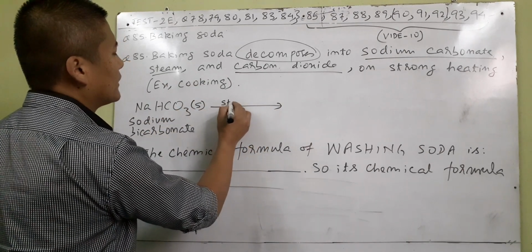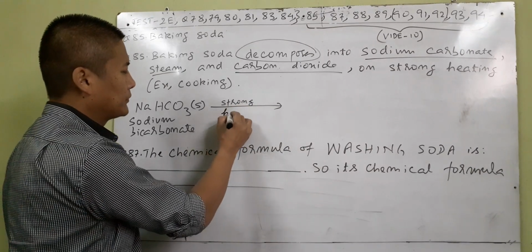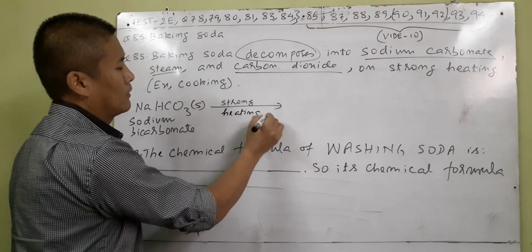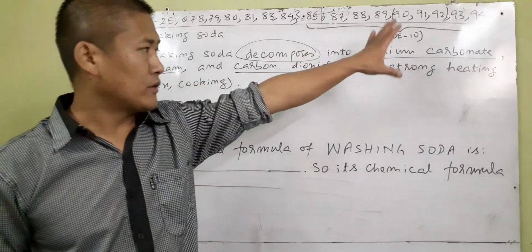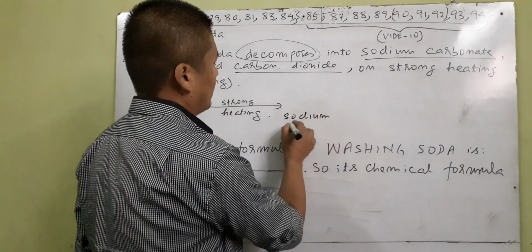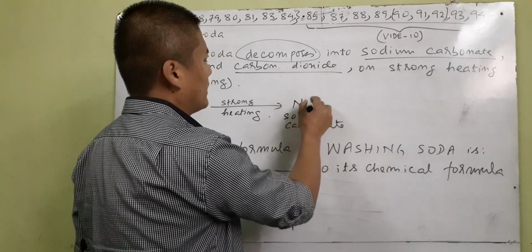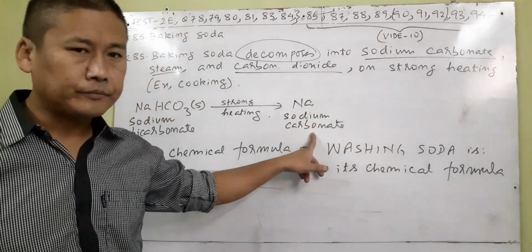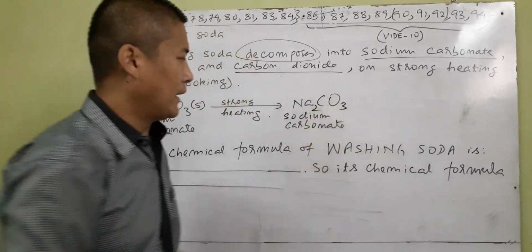Now you do strong heating, like when you are cooking over high temperature, over the stove. So when you do strong heating, what do you get? You get sodium carbonate, so you write here sodium carbonate, and write the formula: Na 1 plus, and carbonate ion CO3 2 minus, so the 2 will go at the back of Na.